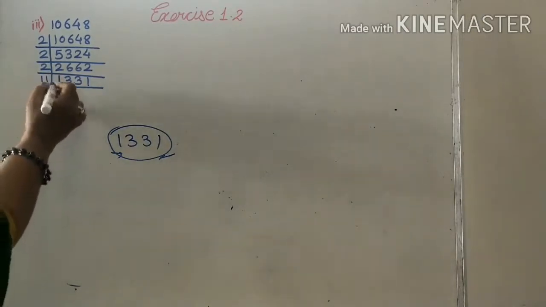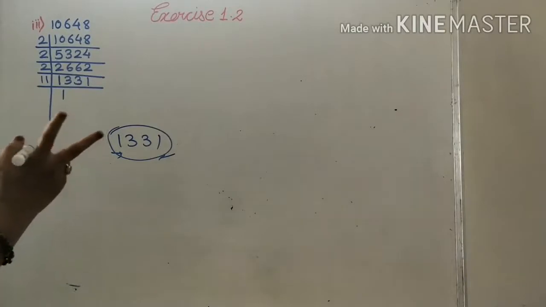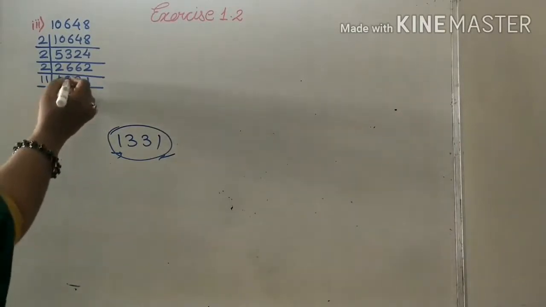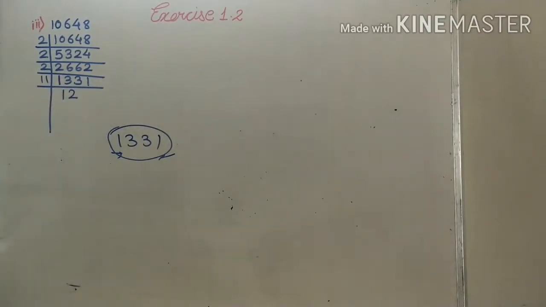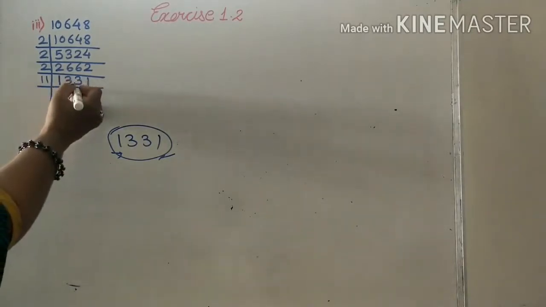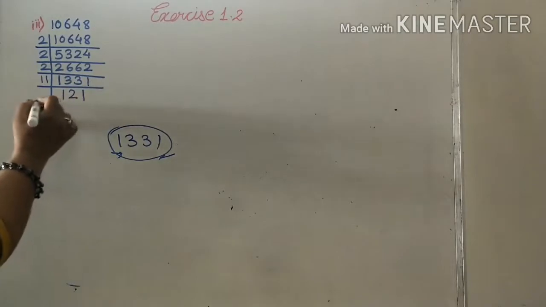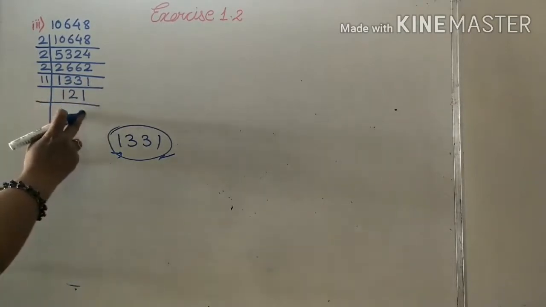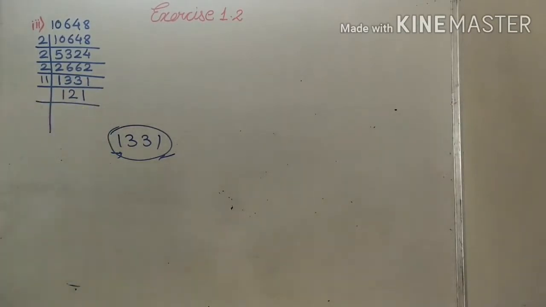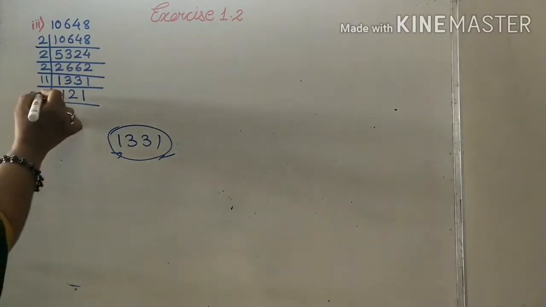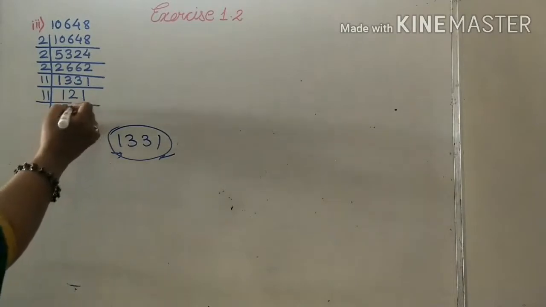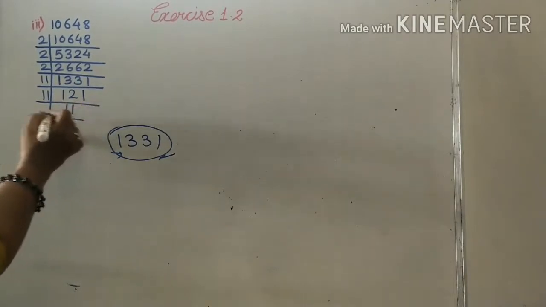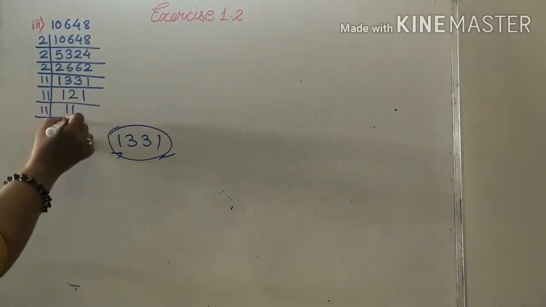Now we take 11. 11 1s are 11, remainder 2, so it becomes 23. 11 2s are 22. Remainder is 1. 11 1s are 11. Again, this 121 is a palindrome number. It is a 3-digit palindrome number, which means it is divisible by 11. 11 1s are 11. 11 1s are 11. Next, 11 1s are 11.